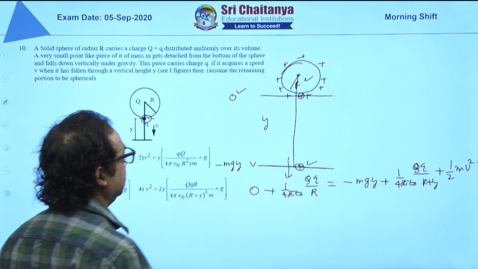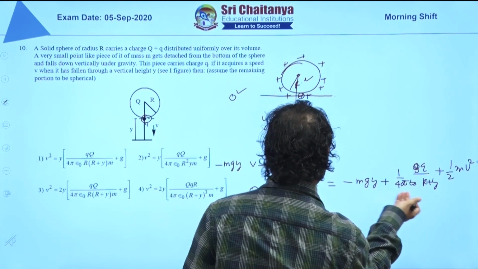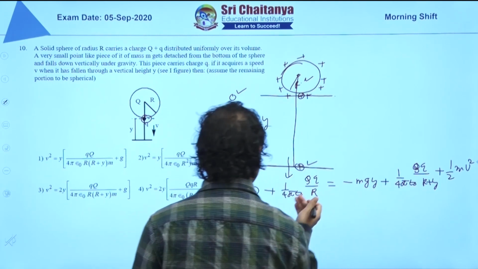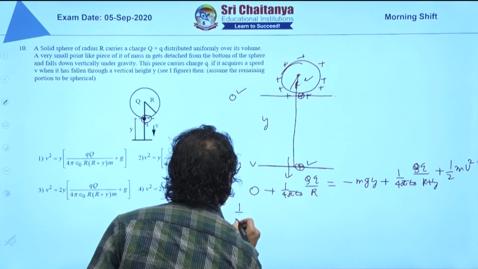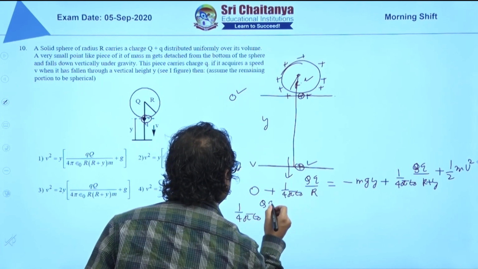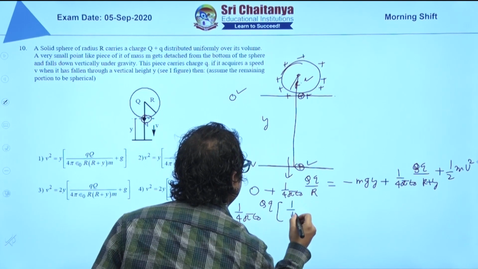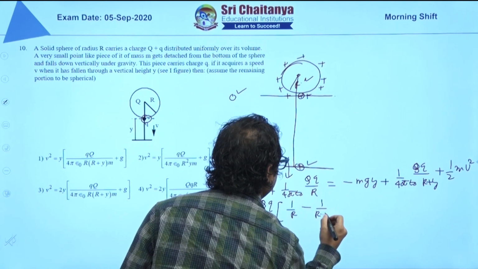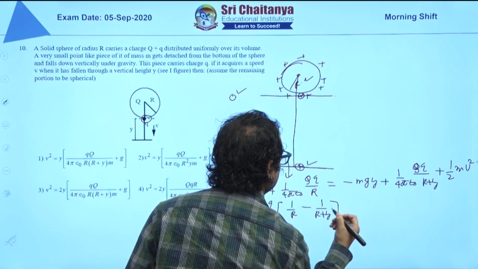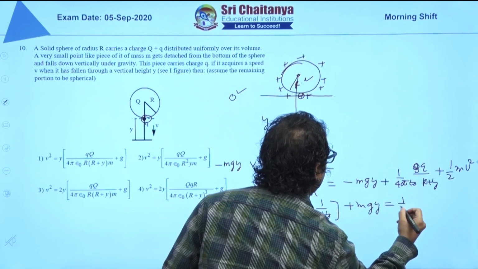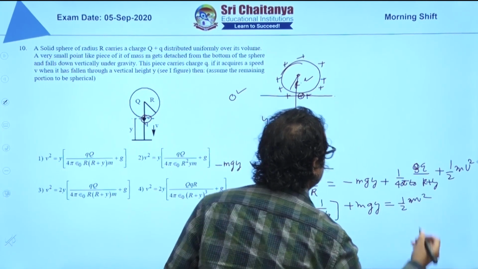So, basically, we need to find v square. So, you take it on this side. So, 1 by 4 pi epsilon naught q into q common. So, what is left? 1 by r minus 1 by r plus y, plus mgy is equal to half mv square.